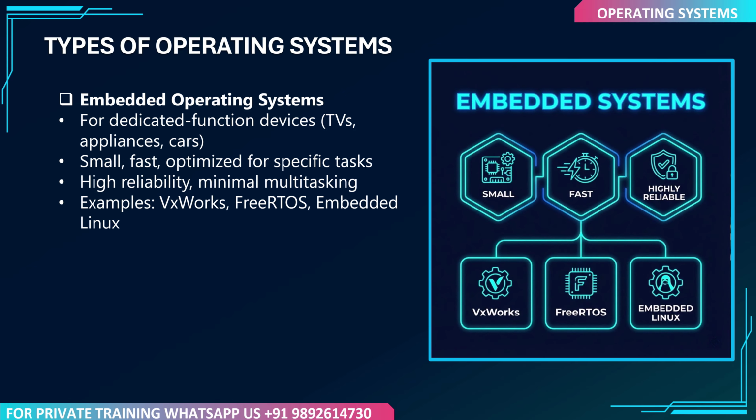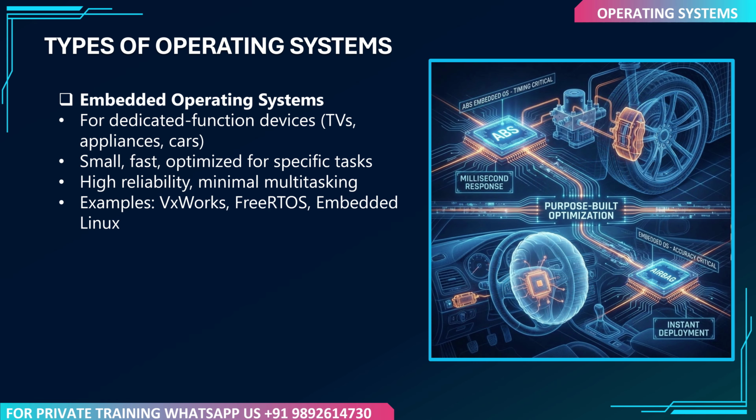Embedded systems are usually small, fast, and highly reliable. Examples include VxWorks, FreeRTOS, and even small versions of Linux like embedded Linux. In cars, embedded OS helps control things like anti-lock braking systems or airbags, where timing and accuracy are critical. The main idea is that the OS is built for a very specific purpose, and every part of it is optimized for that purpose alone.